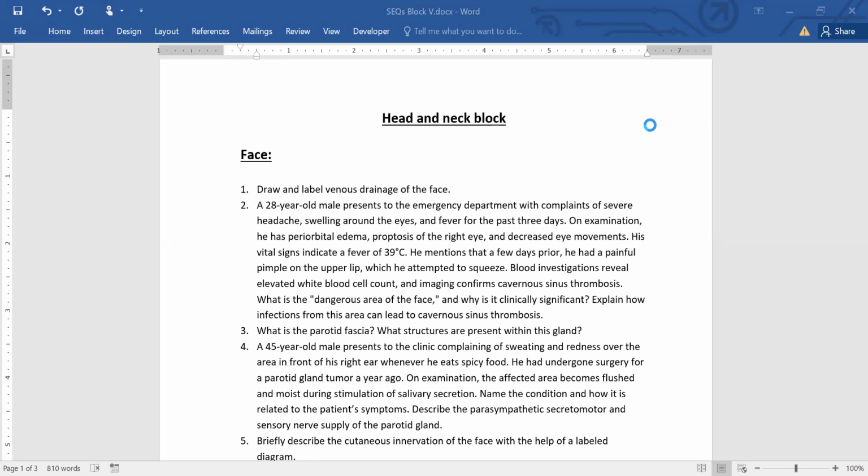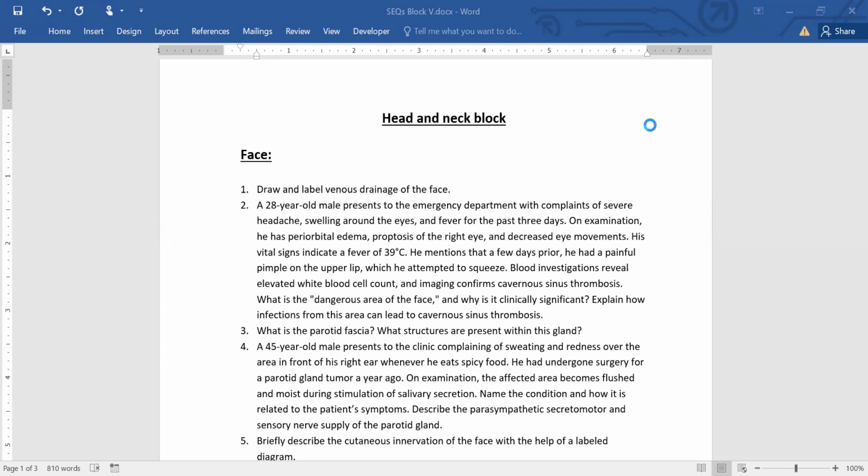So first of all, the question is: draw and label the venous drainage of the face. This is a very important question. It can be in the form of a draw and label, or it can be in the form of a description, that is, describe the venous drainage of the face.